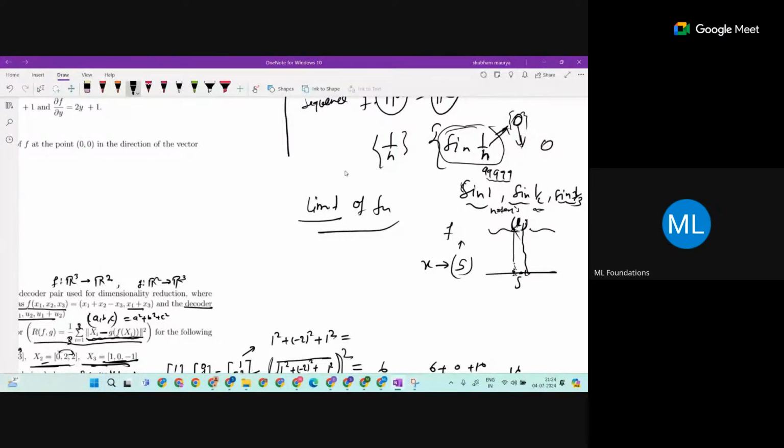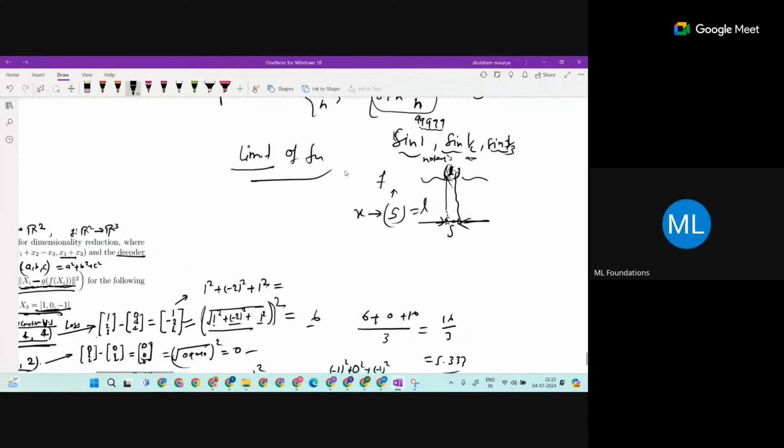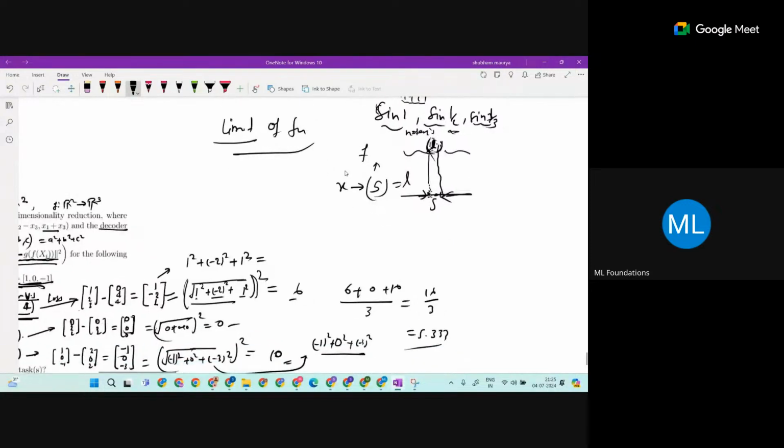So if we are able to get that fixed number around that, where your output is also coming, then we'll say the limit of the function is L. So there are two ways, left limit and right limit. I will try to solve some problems based on that. Let me finish this limit topic first.